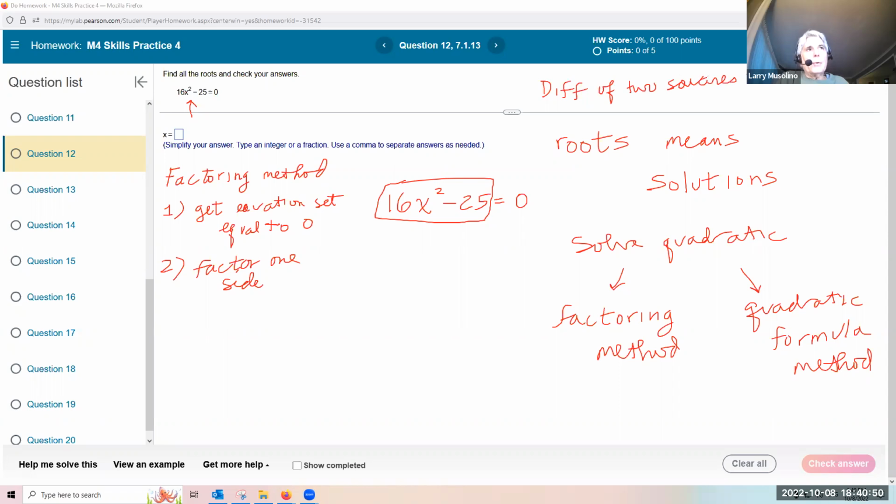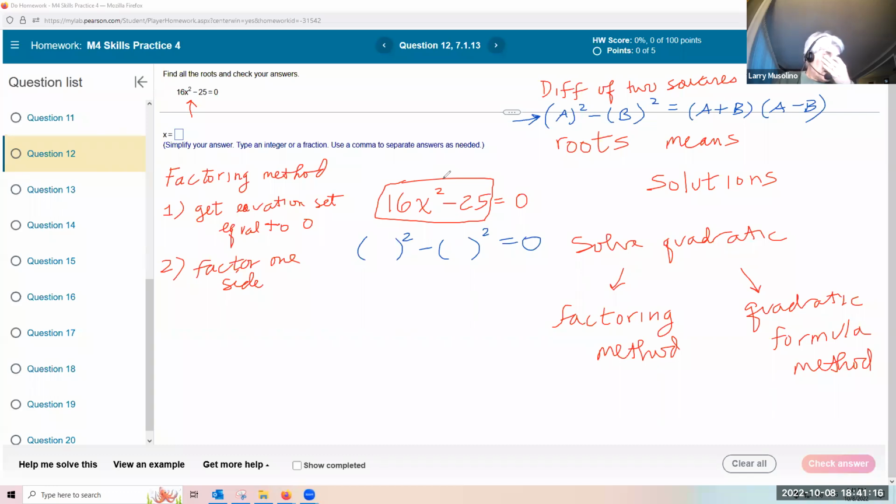And if you remember, the way this works is if you have an expression that looks like a squared minus b squared, it factors as a plus b times a minus b. So what I'm going to try to do is rewrite this as a quantity squared minus another quantity squared, because then I can factor it according to this template up here.